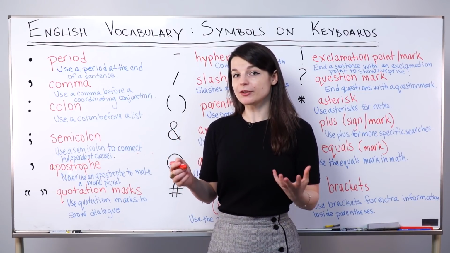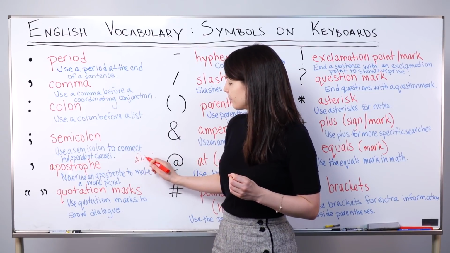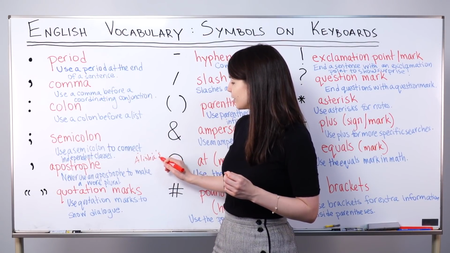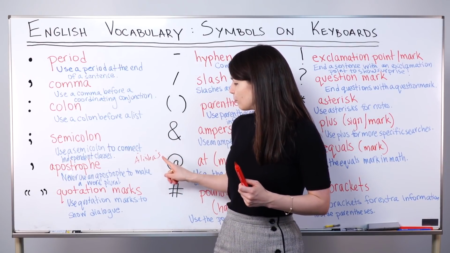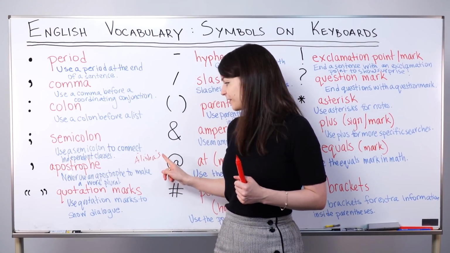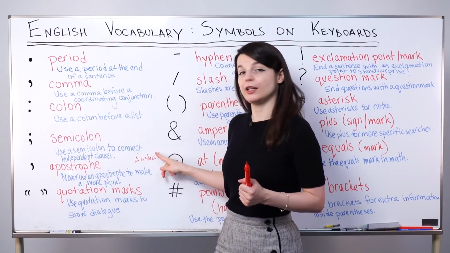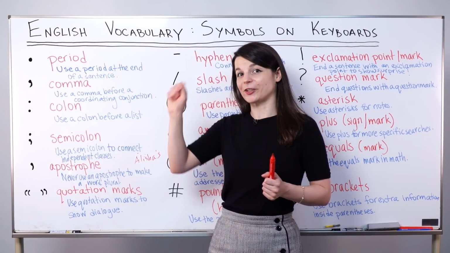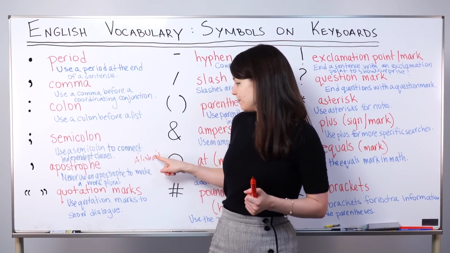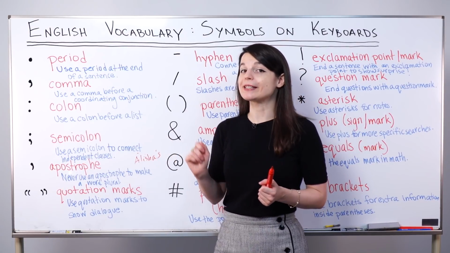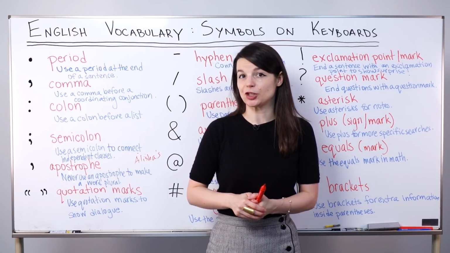So we use apostrophes to show possession. For example, if I want to say something belongs to me, I use an apostrophe before the S there. This shows it's something belonging to Alicia. The apostrophe looks like this, just a quick mark between the last letter of my name and an S. So this shows possession. We use an apostrophe to show possession.